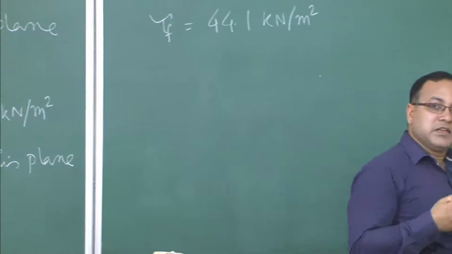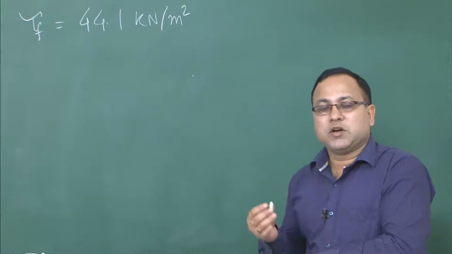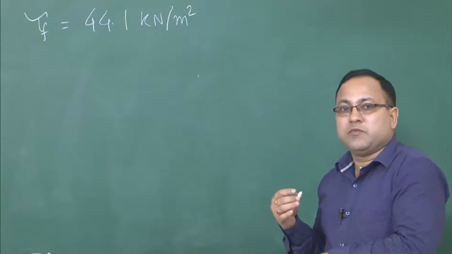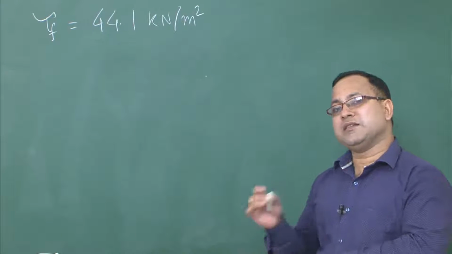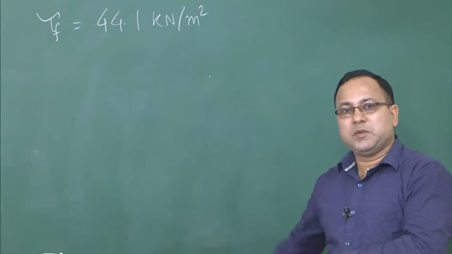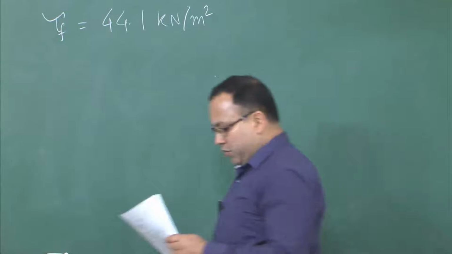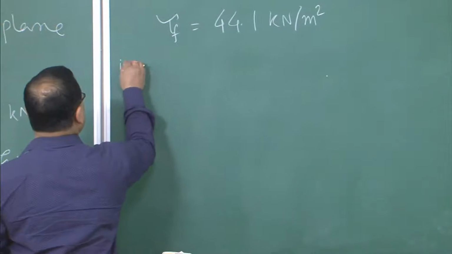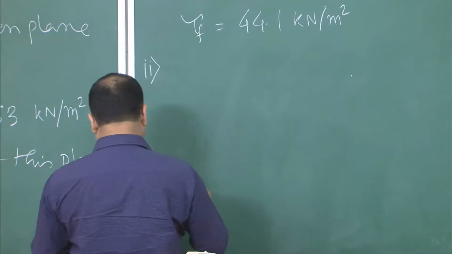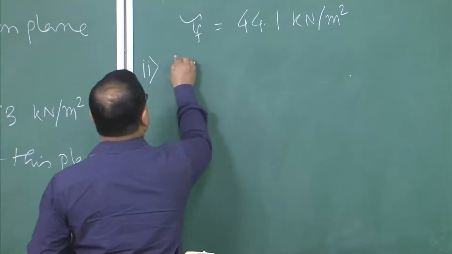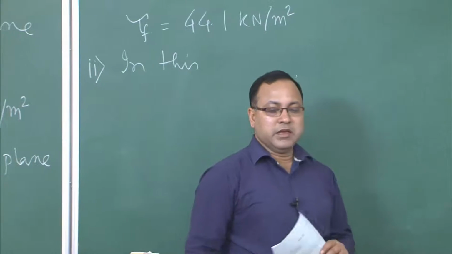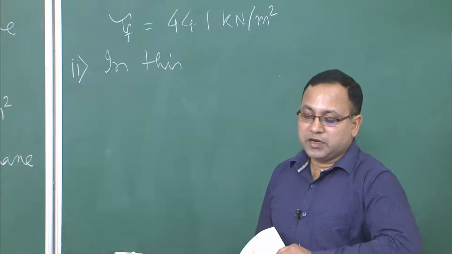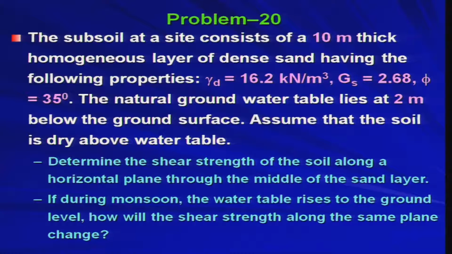So, this is the shear strength at that horizontal plane which is lying 5 meter below the ground level. Okay? I hope that you have understood how to calculate the shear strength on a particular plane below the ground level. Now, in the second part, in this case the entire soil mass is submerged. If during monsoon the water table rises to the ground level, how will the shear strength along the same plane change?